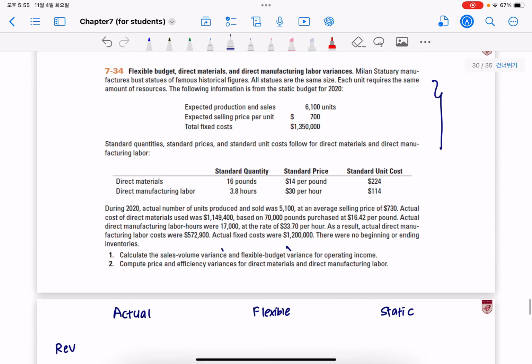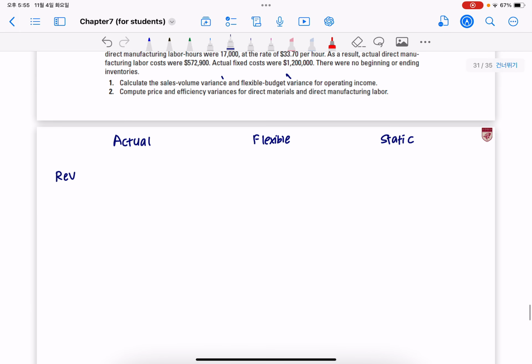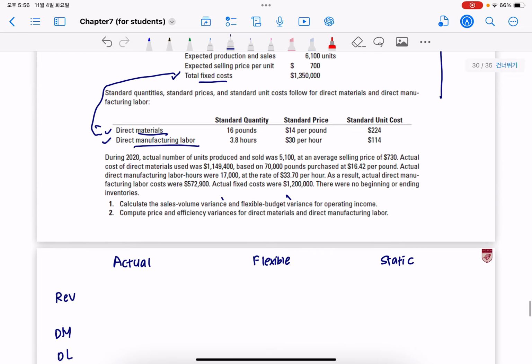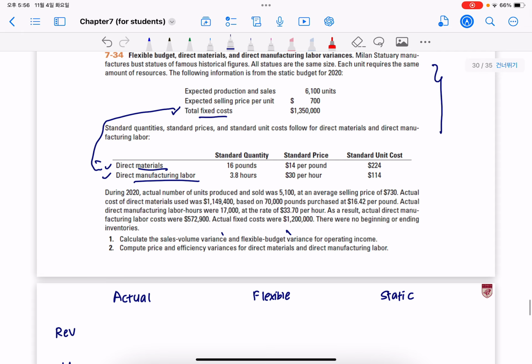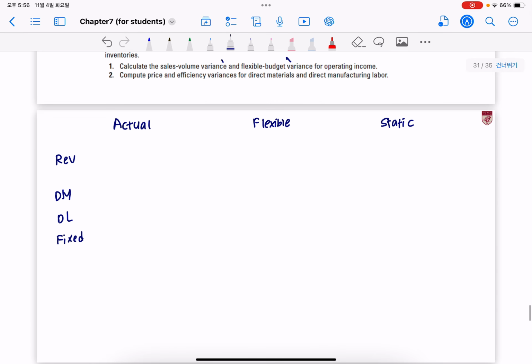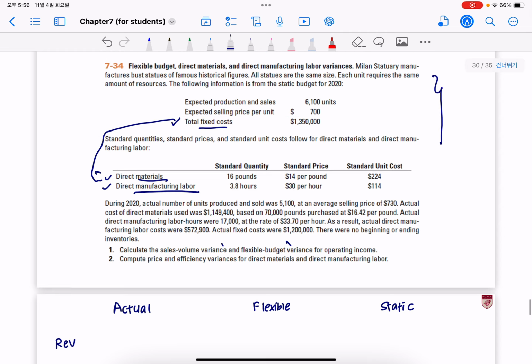And if you see, there are three different costs, which are direct material cost, direct labor cost, as well as the fixed cost. These are the three main costs that are given in this example. Okay, so DM, DL, and the fixed cost. And then we don't see any other SG&As. So after deducting these, we'll have the operating income. Okay, so let us first start from the actual because that's the easiest.